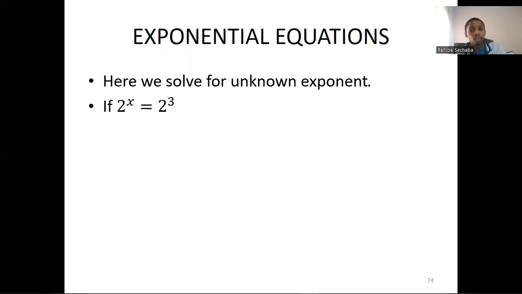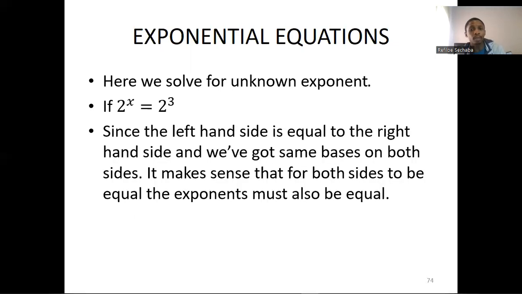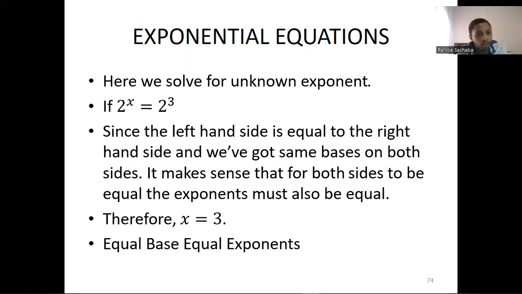Since the left-hand side is equal to the right-hand side, we've got the same bases on both sides. It makes sense for both sides to be equal. The exponents must also be equal. So for both sides to be equal, the exponents must also be equal. Hence, you'll end up having x is equal to 3. Equal base, equal exponents, okay? Equal base, equal exponents. I normally call it ABEE, okay? Equal base, equal exponents.